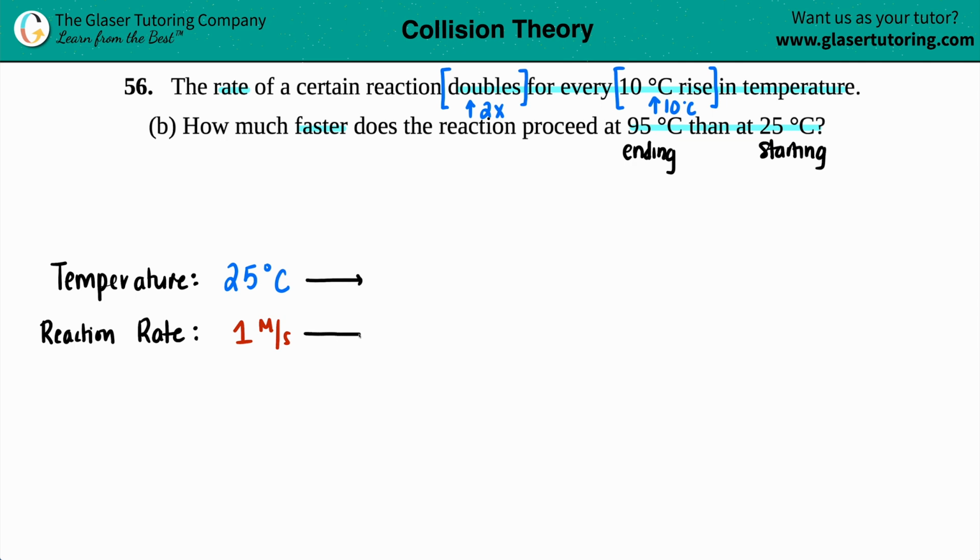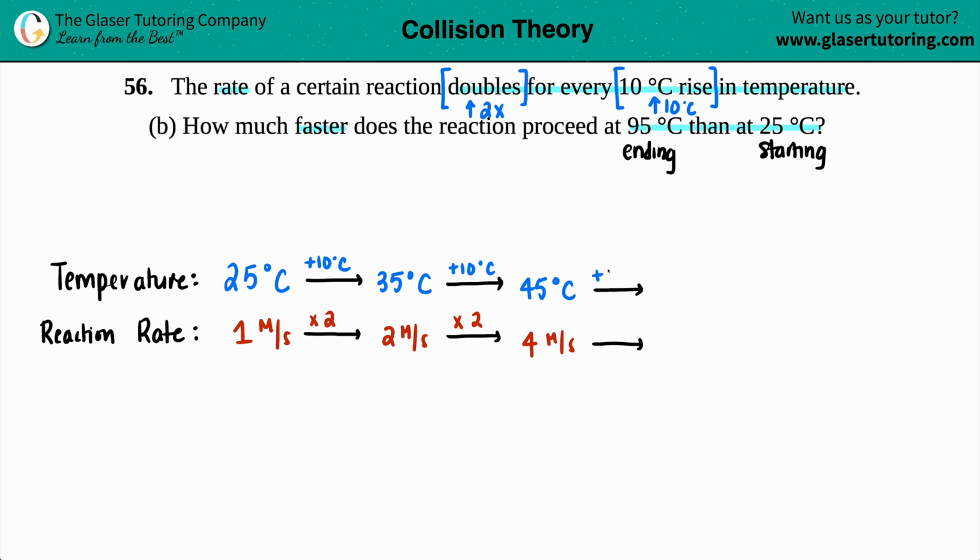So we'll reach the first 10 degrees. 25 plus 10 degrees Celsius is 35 degrees Celsius. And for every 10 degrees increase, you're going to double that rate, so we're going to times it by 2. And now 1 molarity per second turns into 2 molarity per second. I'm not at the 95 yet, so I just got to keep going. So 35 plus 10 degrees Celsius turns into 45 degrees Celsius. And we have to double the rate as well, so times it by 2. 2 times 2 is now 4 molarity per second. Not there to 95 yet, so we just got to keep going.